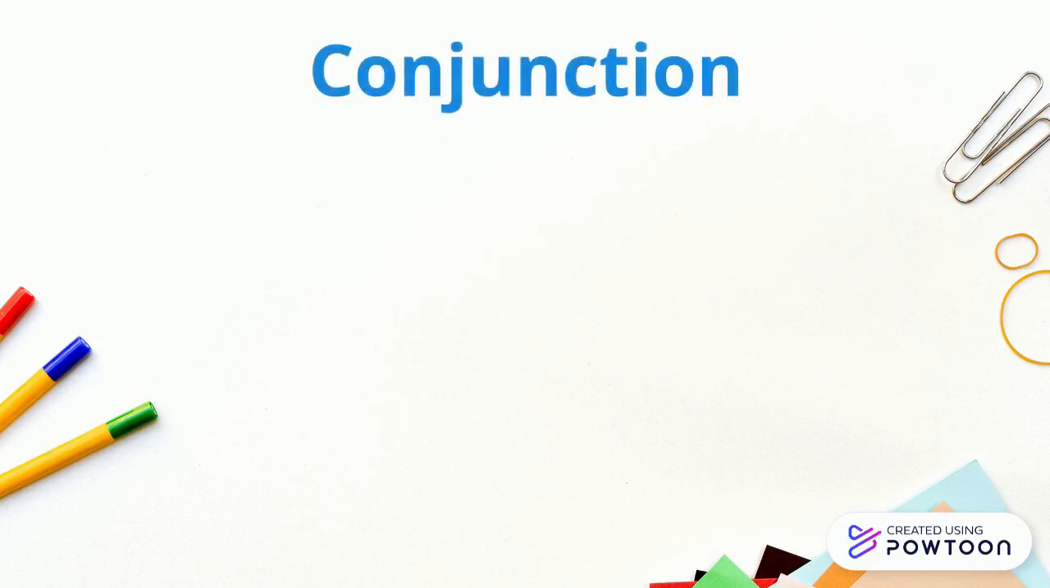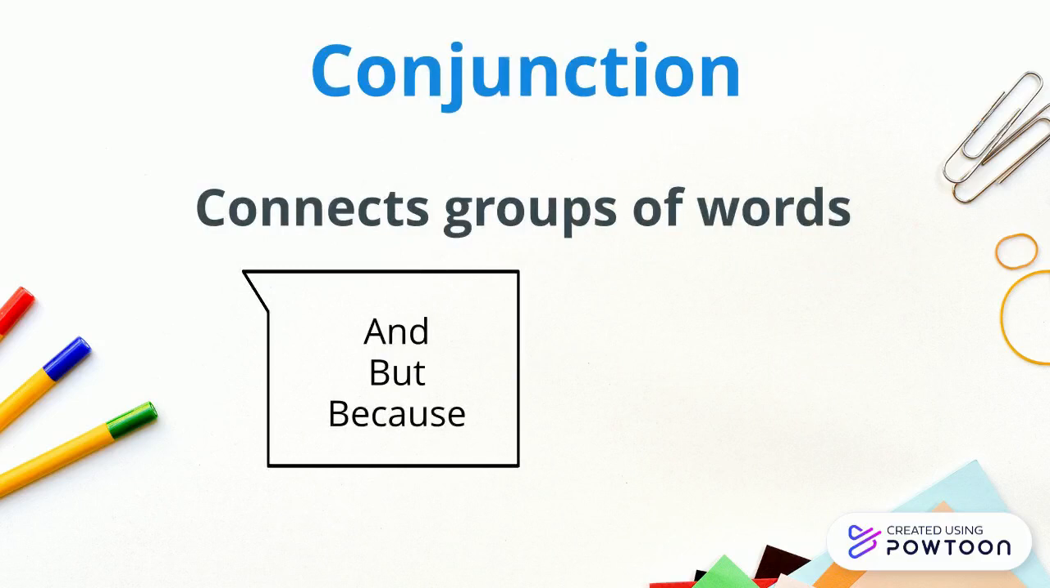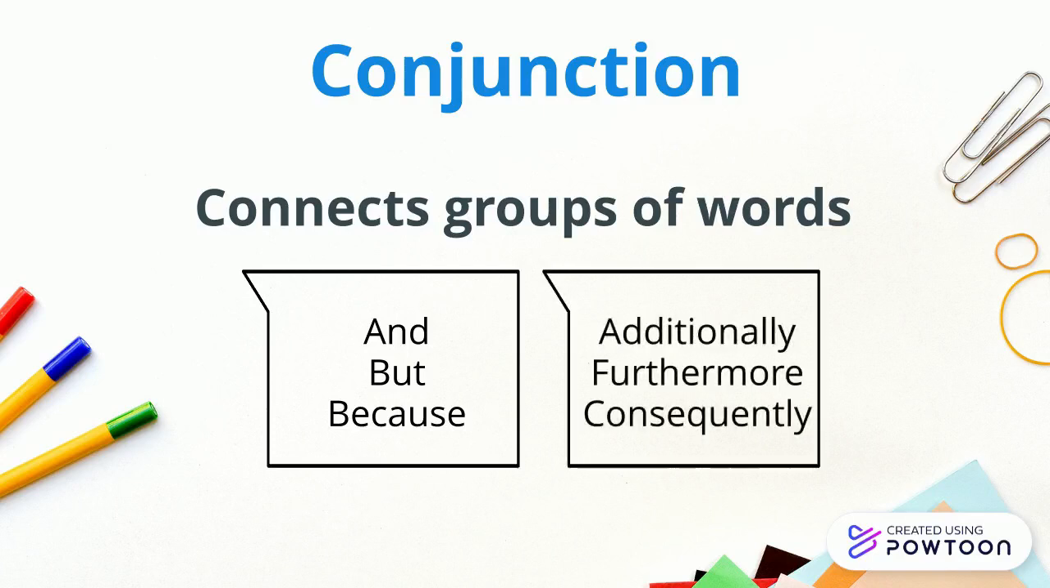Conjunctions are used to connect groups of words. Examples of conjunctions in everyday English include and, but, as well as because. In academic writing, these conjunctions are often more formal, such as additionally, furthermore, or consequently.